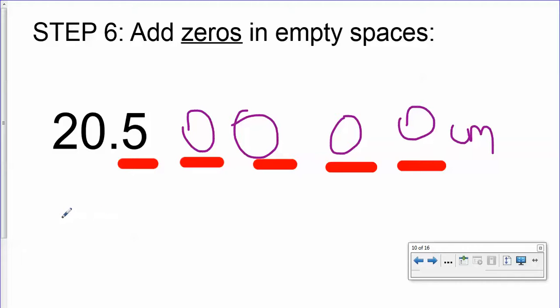So it does make sense for me to say that 20.5 kilometers is equal to that many centimeters. It makes a lot of sense.